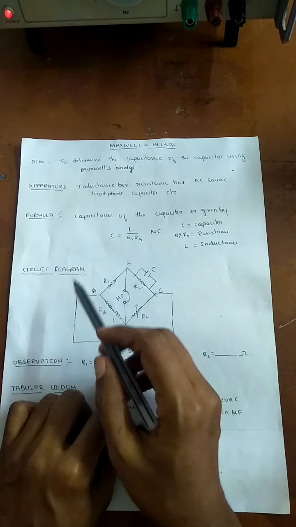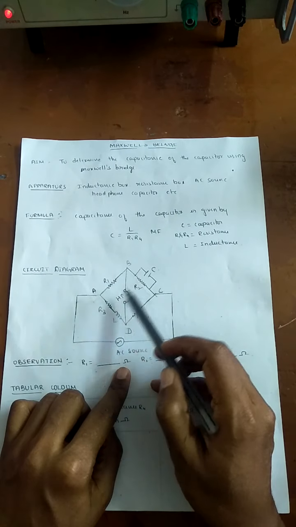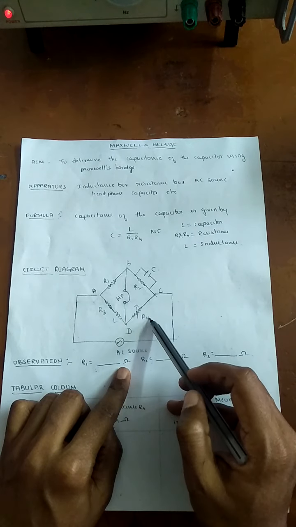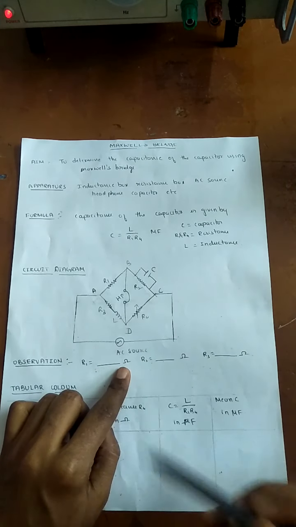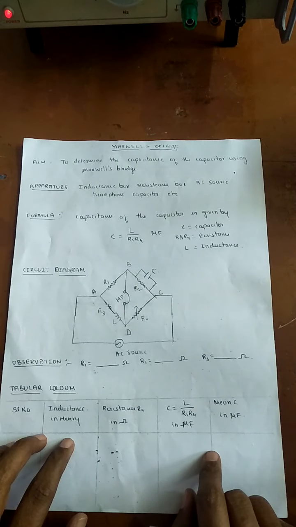This is the circuit diagram for the Maxwell's bridge. Here R1, R2, R3 are the fixed resistances, whereas R4 is the variable resistance. Let us see the experimental procedure for the Maxwell's bridge.